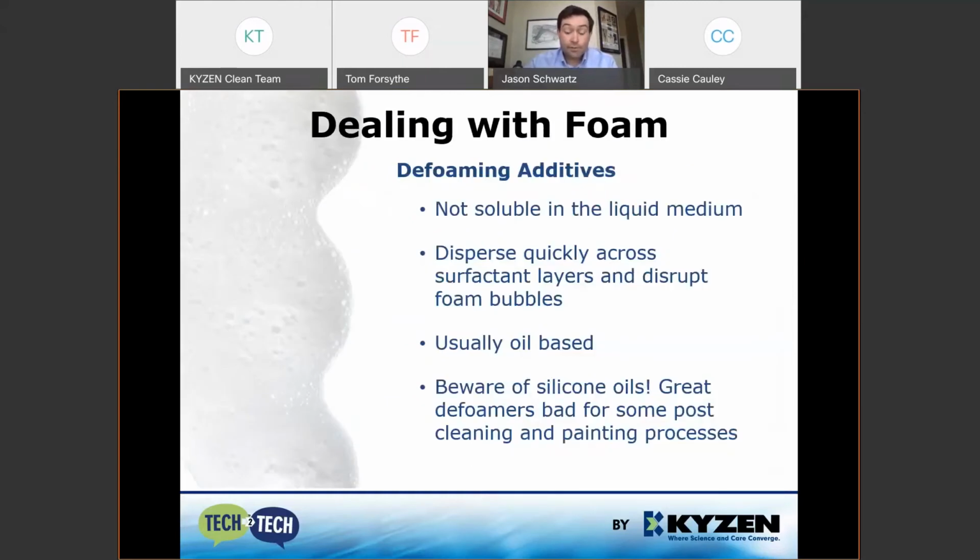Sometimes you just can't avoid some of those conditions, and you've got to deal with foam right now. What do you do? Well, the easiest thing is to add in a defoamer. Defoamers work because they disperse quickly across the surfactant layer and disrupt these foam bubbles. They're usually oil-based, which helps them disperse quickly across that air-water interface, but also you have to be aware of silicone oils. Silicone oils are great defoamers, but they're bad for a lot of these post-cleaning and painting processes.